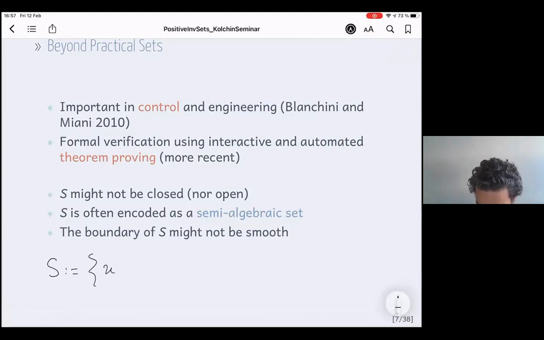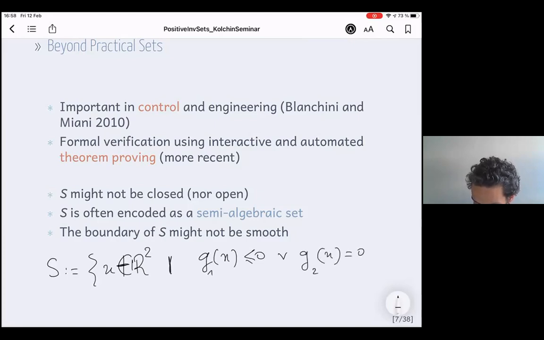So my set S is all the x in, suppose, R2, such that g of x less than or equal to 0 and/or g1, g2 of x equals 0 and g3 of x different from 0 or positive, etc., etc. You got the idea. So this is why Nagumo's theorem is just not enough if we want to characterize, compute, or check whether a given set S is a positive invariant set.